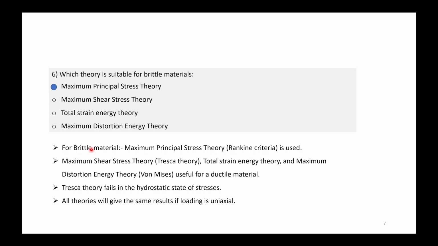So in case of brittle materials, the maximum principal stress theory given by Rankine, stated as the Rankine criteria, is used. The maximum shear stress theory using Tresca theory, total strain energy theory, and maximum distortion energy theory using von Mises criteria are useful for ductile materials. Tresca theory fails in the hydrostatic state of stresses, and all theories will give the same result when the loading is of uniaxial type.